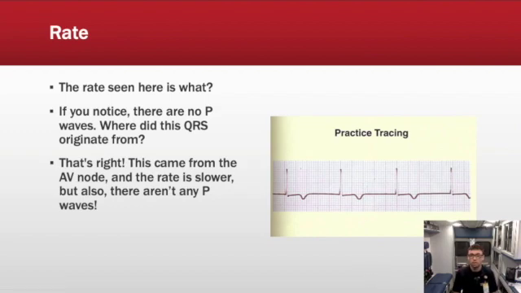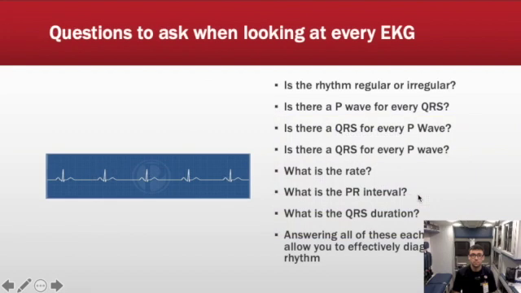Remember how I told you earlier that our P wave is caused by the SA node depolarization. If we do not have a P wave, then it's pretty safe to say that this is a slower rate, obviously by the distance between the two R waves, but this is probably originating from that AV node or that AV junction. So when we ask ourselves questions, when we look at every EKG, we should be asking each of these, and I'm going to ask you these multiple times as we go through this course. Is this rhythm regular or irregular?